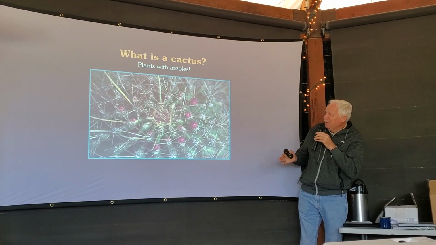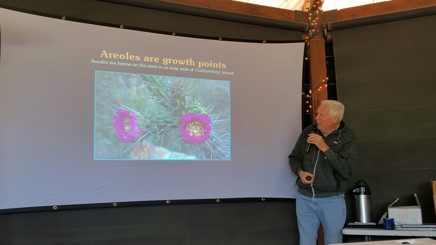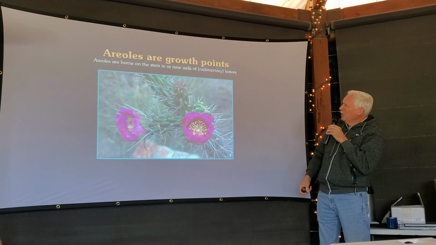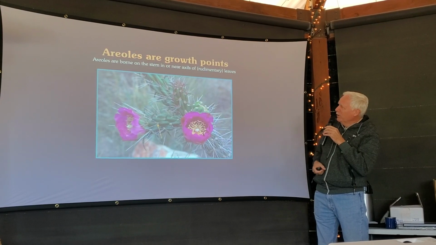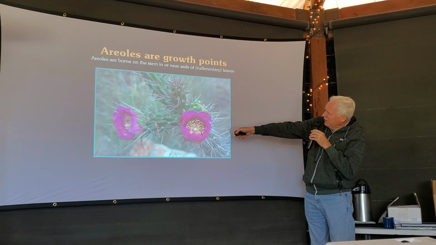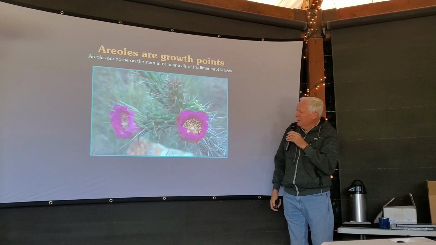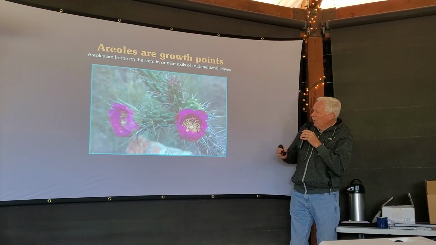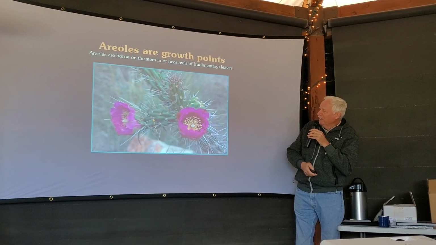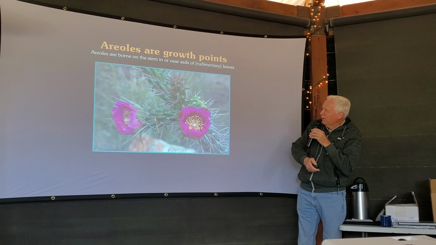And even if they have leaves, like the primitive cacti, it is defined by the areole. So the areoles are born on the stem in or near the axils of the leaves. So here we have the leaves, and just in the armpit, let's say, of the leaf, that's where the areole is. So most cacti don't show leaves, so you don't know where the leaves are located, but they're all over the stem, and the areoles are over the stem.